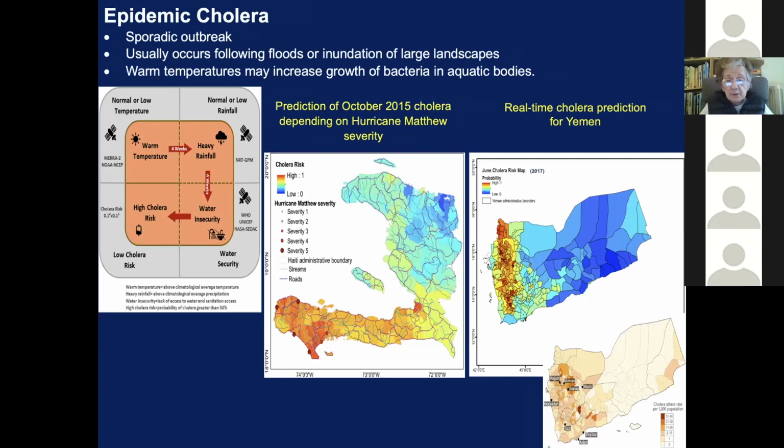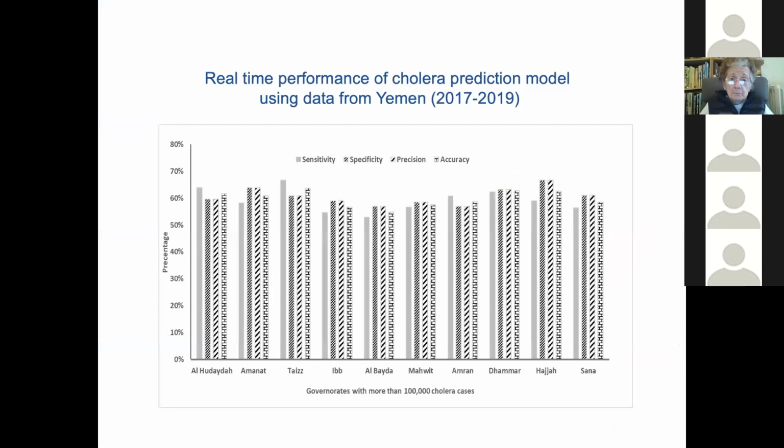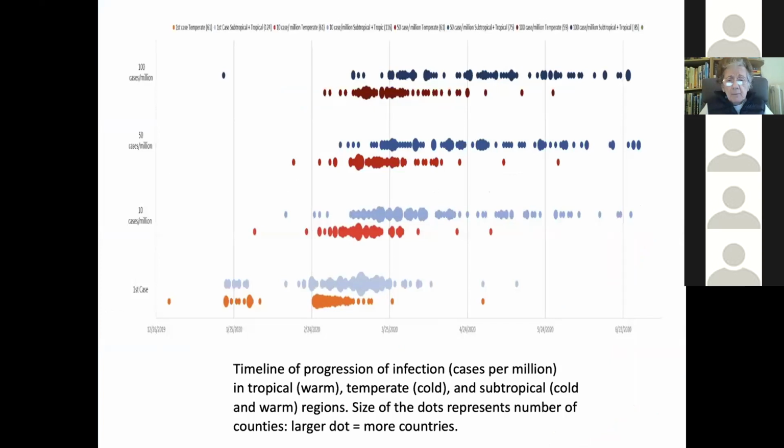May I have the next slide, please? Now, I think I'll go over this because I'll run out of time. We were able to show that the real-time performance of the model using data from Yemen is extremely powerful. May I have the next slide, please? We can show the progression of infection in different climates. May I have the next slide, please?